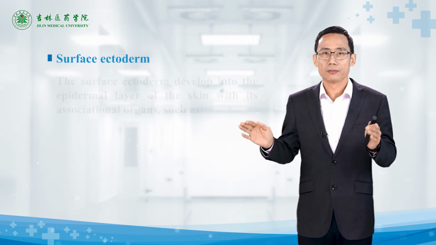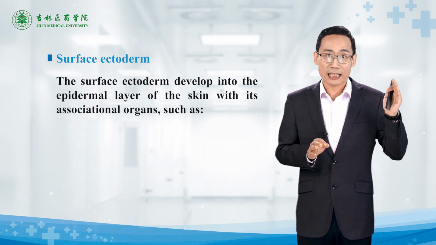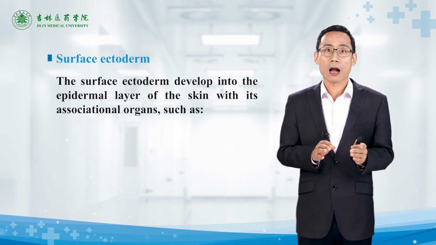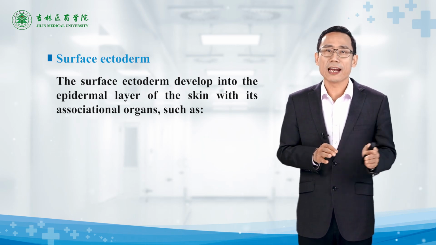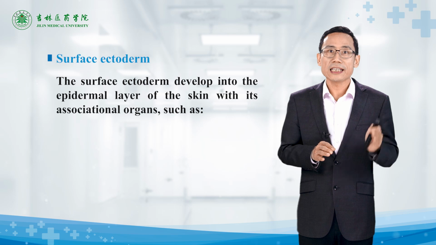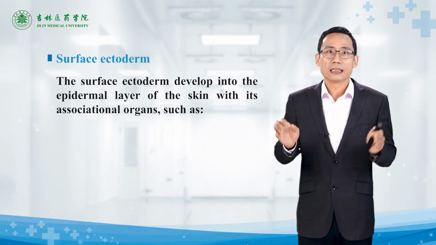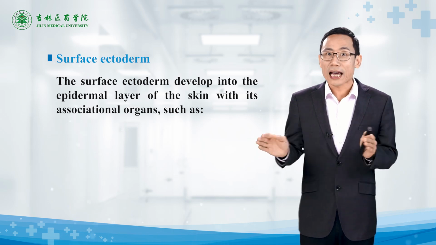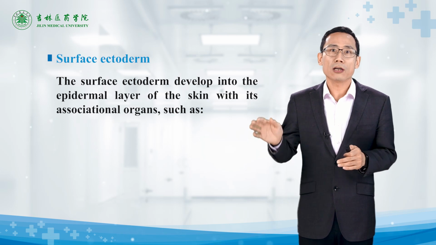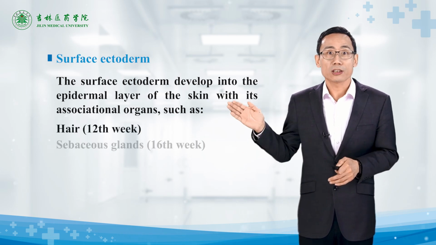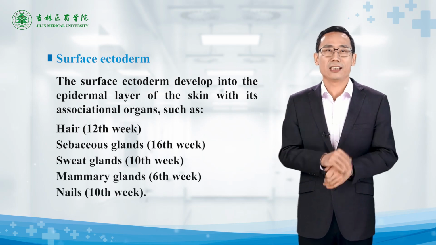Surface ectoderm. The surface ectoderm will differentiate into the epidermis and its appendages of skin, as well as the dental enamel, corneal epithelium, lens, inner ear membranous labyrinth, adenohypophysis, salivary gland, oral cavity, nasal cavity, and epithelium of lower anal canal. This shows the different stages of the development of the skin appendages.